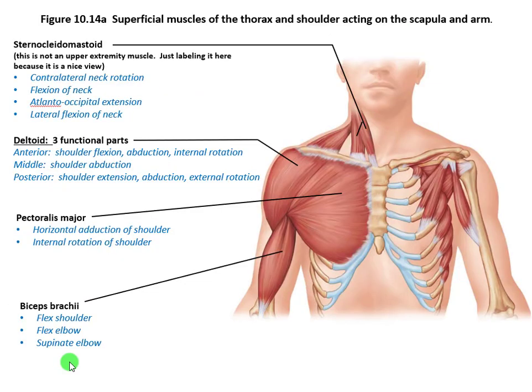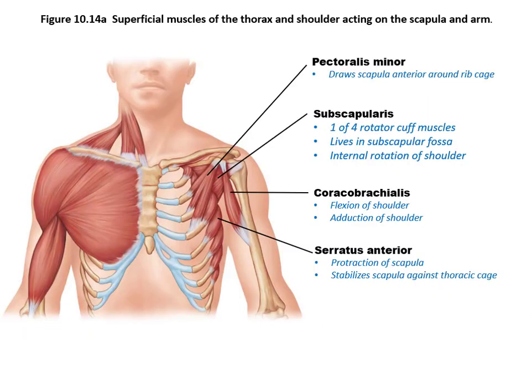Let's go back. There we are. So biceps brachii: flexion of the shoulder as well as flexion of the elbow. And the last thing it does, it actually creates some supination of the elbow. So make sure you understand that supination movement. Let's look at a deeper cut here. We're a little bit more superficial. Let's go a little bit deeper.